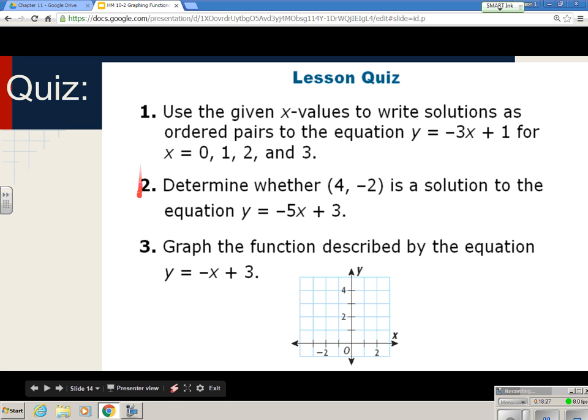And here's your quiz, questions 1, 2, and 3. So go ahead and work through these. Question 1, you're basically making a table. Question 2, you're going to determine whether (4, -2) is a solution to this problem or not. Plug and chug. And for number 3, you're going to do just like we did in example 4. Good luck, and can't wait to see your answers all well thought out and drawn out correctly in your notebook.